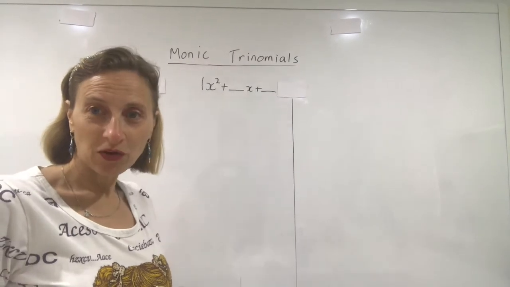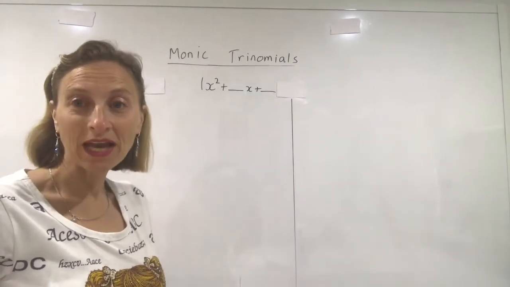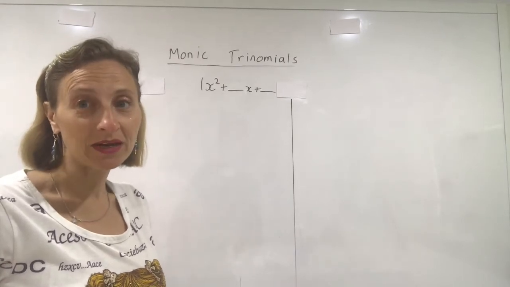Right, we're now up to trinomials. Trinomials have 3 terms. Up until now, we've only had 2 terms or a common factor. Let's have a look. We start with monic trinomials because they're the easier ones, and they'll always have a 1 in front of our x squared.